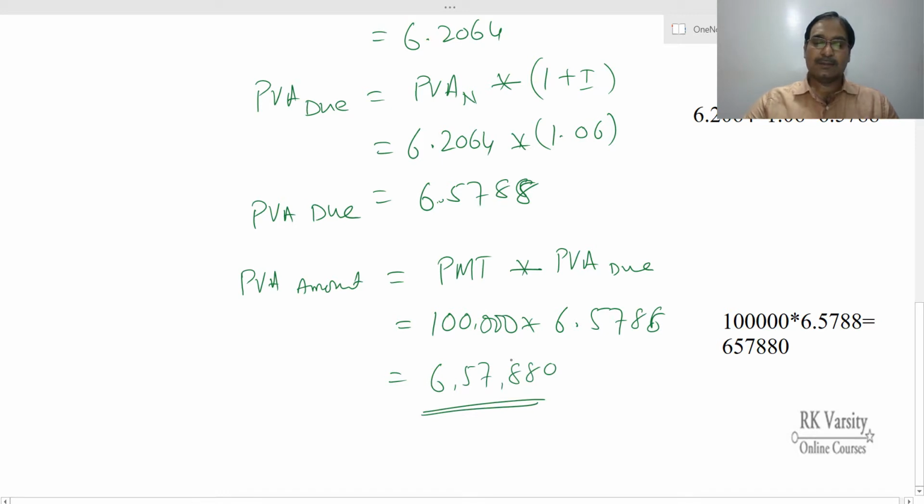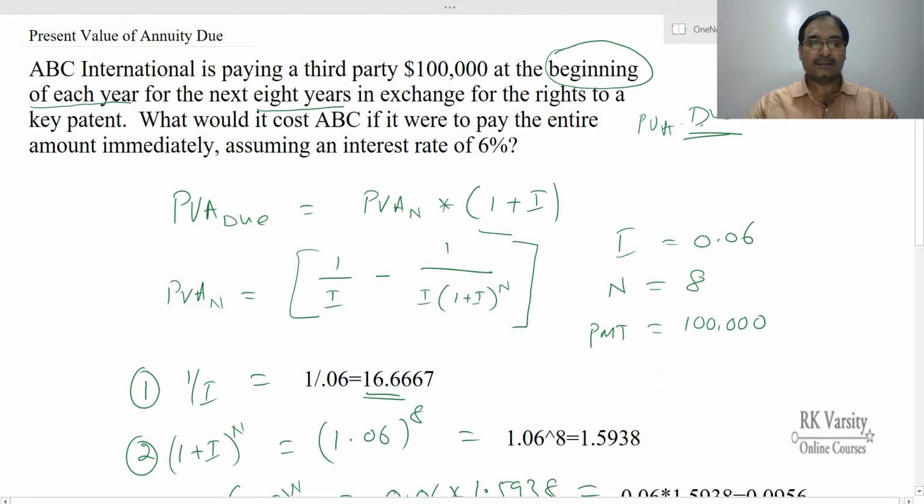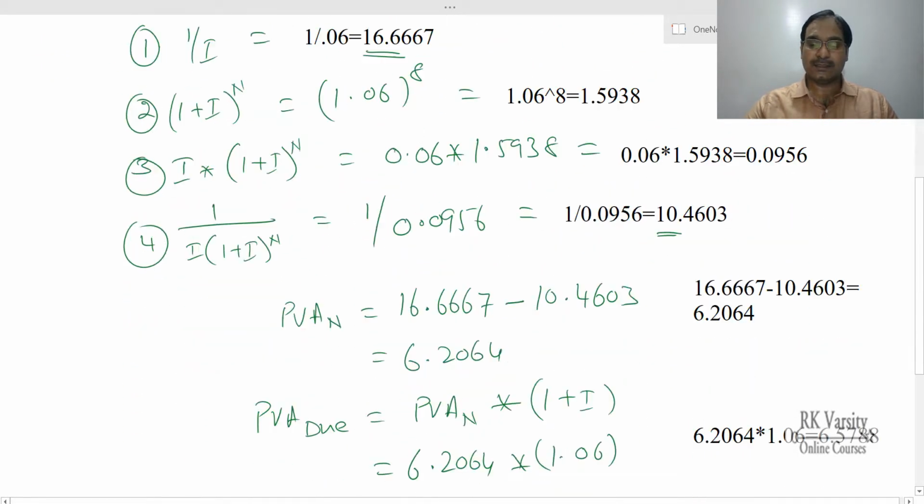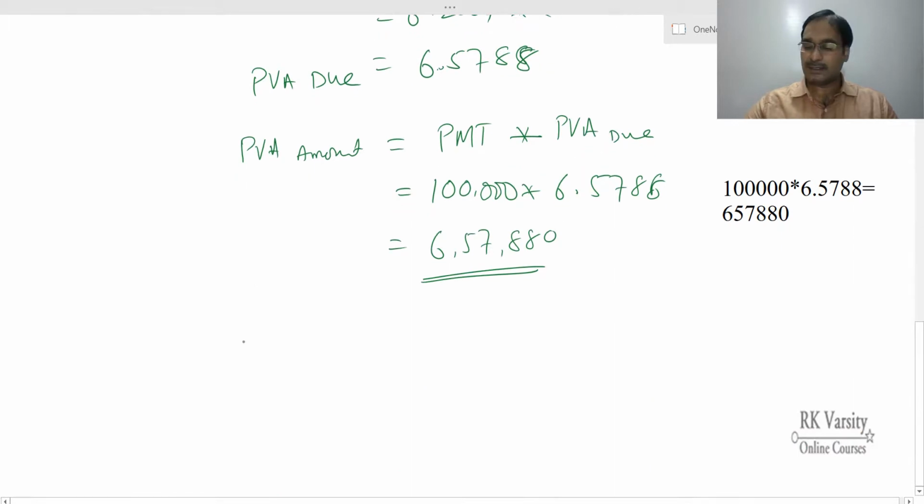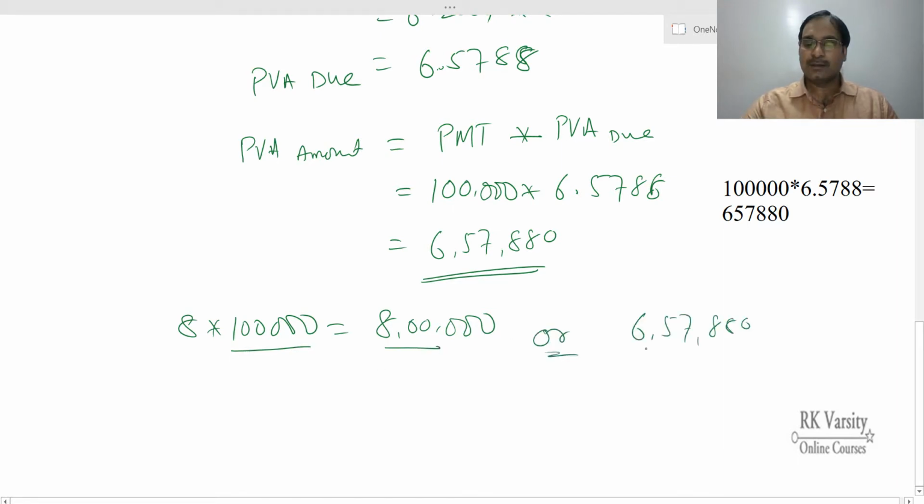This is the present value of the total payment which an individual is making for 8 years. So in 8 years, 8 times 100,000 gives 8 lakhs. So every year as an annuity you can pay 1 lakh, totaling 8 lakhs, or 6,57,880 as a single payment at the beginning of the lease contract.